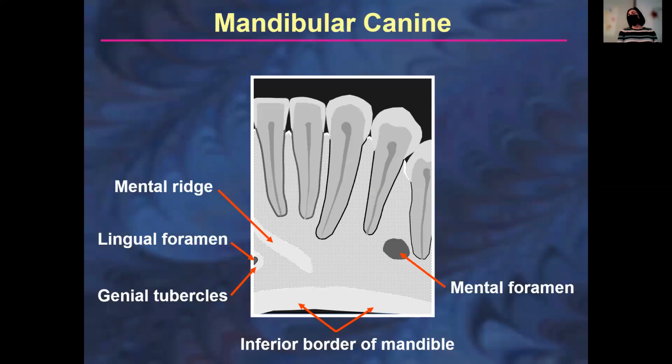Don't always see it, but you can see it maybe more often on a canine shot, they're saying. So inferior border of the mandible, mental foramen, that's going to be the tail end of your mandibular canal. The mental foramen. You might see a little bit of the mental ridge, a little bit of the genial tubercles and lingual foramen.